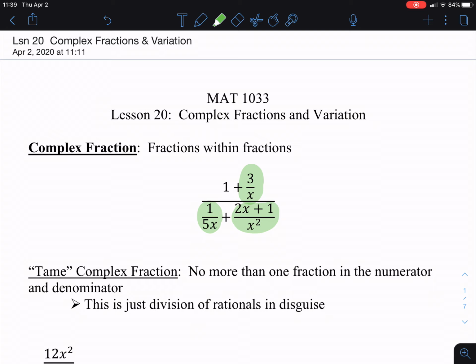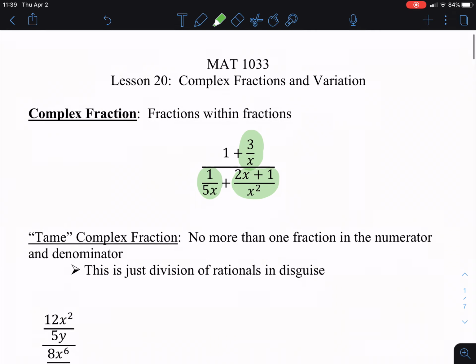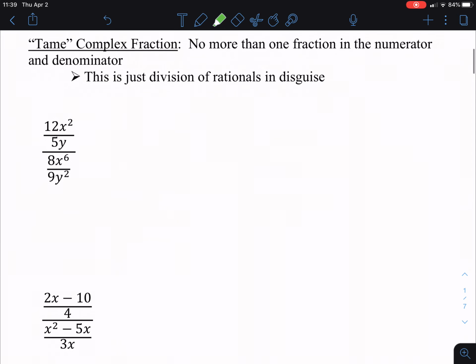So there are two types of complex fractions that we work with. The first one I'm going to show you is what I call a tame complex fraction. Okay, that means that we have no more than one fraction in the numerator and no more than one fraction in the denominator. Okay, and the thing about a tame complex fraction is it isn't even really a complex fraction. It's just division in disguise. So let's take a look at a couple of examples here.